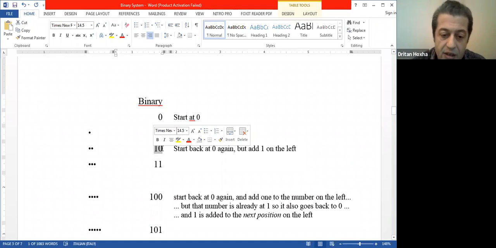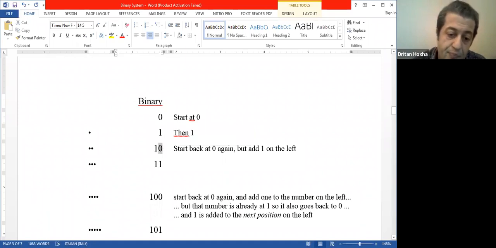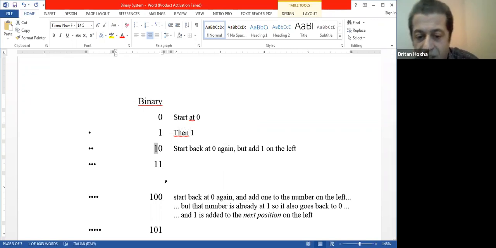So we have ones, we have twos. 1 times 2 become 2. 2 times 2 become 4. 4 times 2 are 8. 8 times 2 are 16, and so on. Those are similar to our tens, hundreds, thousands, etc.